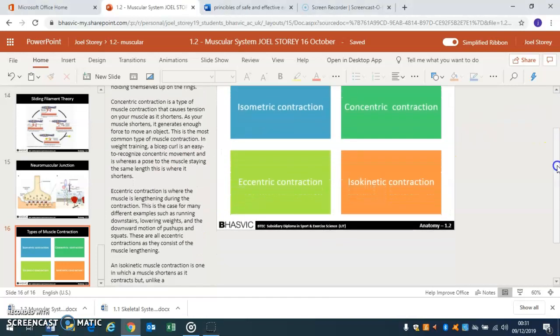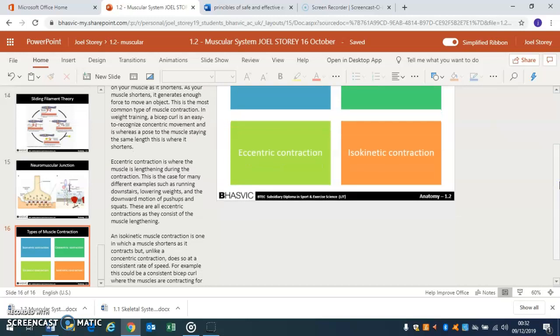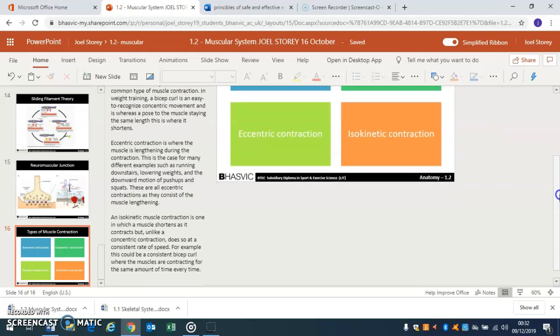Another muscle contraction is eccentric contraction. This is where the muscle lengthens during the contraction. This is the case for many different examples, such as running down stairs, lowering weights, and downward motions of push-ups and squats. All of those are examples of eccentric contractions, as they consist of the muscle lengthening, as opposed to the other two.